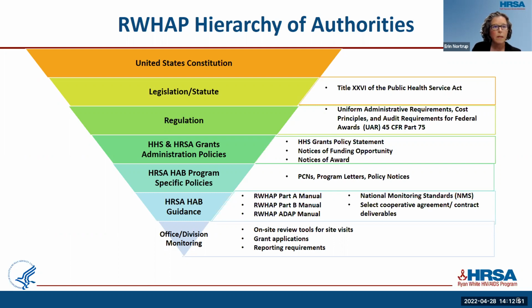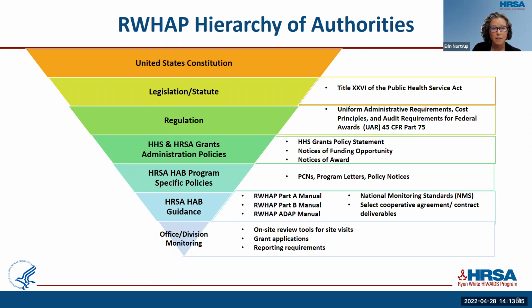Next, we come to the HHS and HRSA grants administration policies, which include the HHS grants policy statement used for all grant recipients and part and topic specific notice of funding opportunity and notices of award. The NOFO and NOA each provide more detailed requirements as to how grant recipients can implement and spend the grant dollars. In terms of HAB specific policies, we use policy clarification notices, or PCNs, program letters, and the policy notices themselves. Program letters are typically related to one specific issue and are frequently relevant to one part as opposed to the entire Ryan White HIV AIDS program. They are informational or reminders, like stating that a PCN was re-released after having made further clarifications.